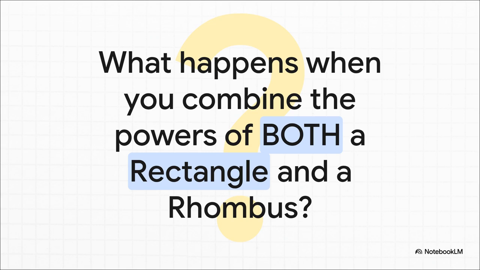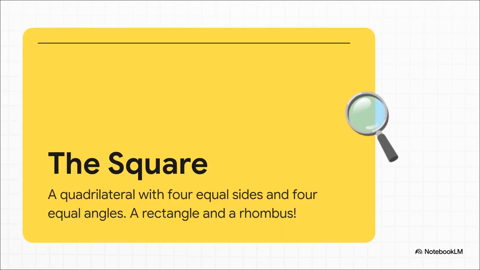What kind of shape would have the rectangle's special power of equal diagonals and the rhombus's special power of perpendicular diagonals? What happens when you mash those two genetic codes together? You get the square. The square is this powerhouse descendant that is literally a rectangle and a rhombus at the exact same time. It's got four equal angles, just like a rectangle, and it's got four equal sides, just like a rhombus. It's the perfect marriage of the two family lines.